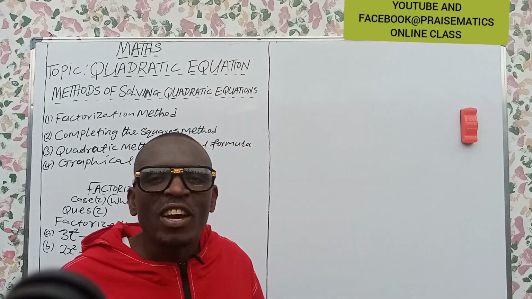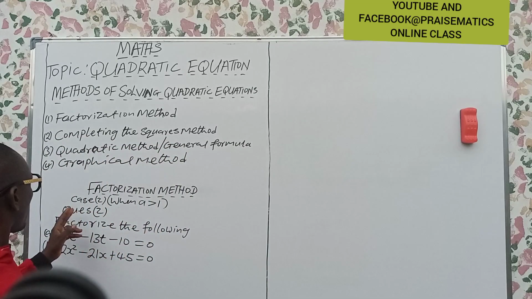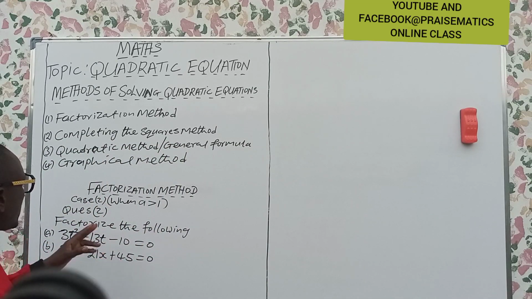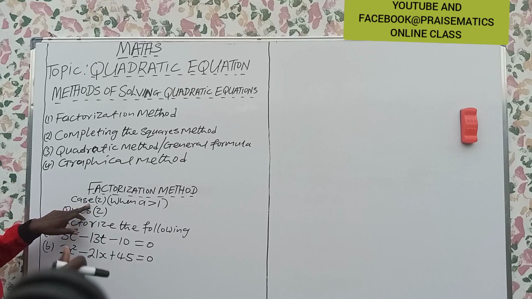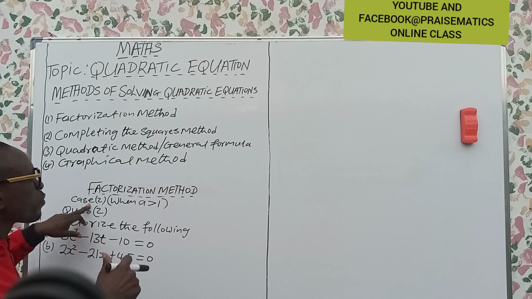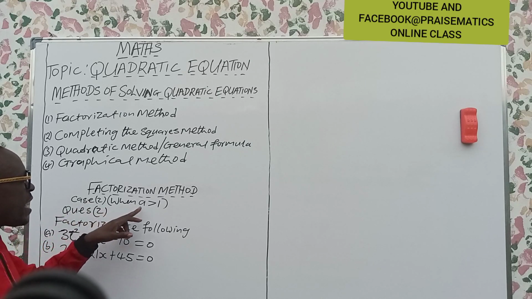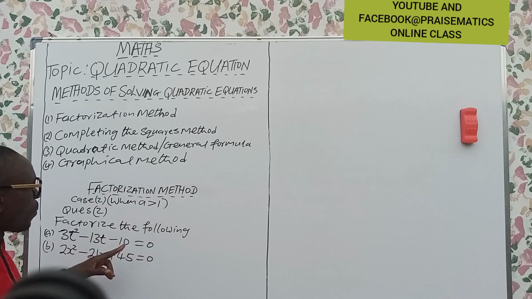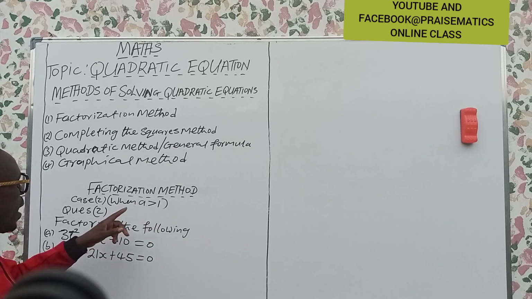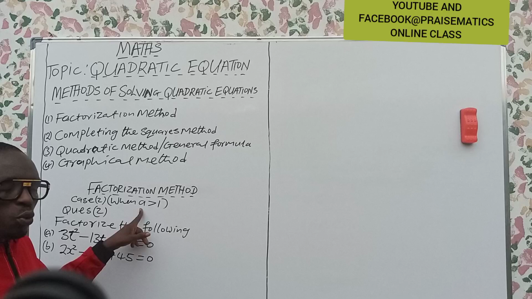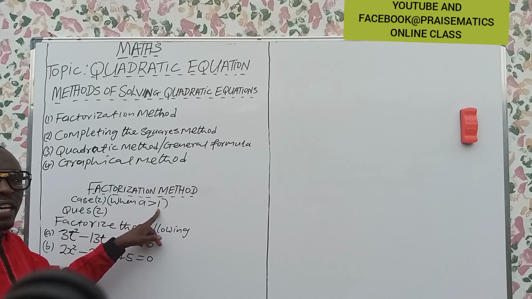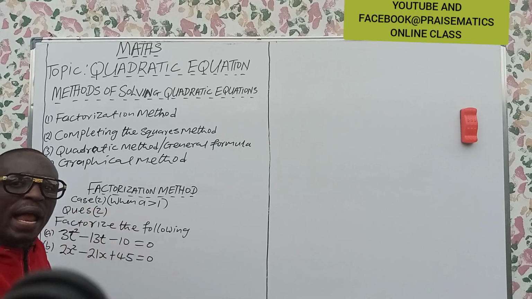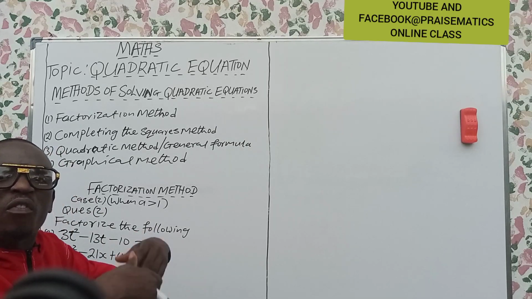In this class, we are asked to factorize the following. Okay, in this case, we are going to look at case 2. In our previous lesson, we solved case 1, where a is equal to 1. But in this video now, we are going to solve case 2, where a is greater than 1. In other words, a will start from 2, 3, 4, 5, 6.